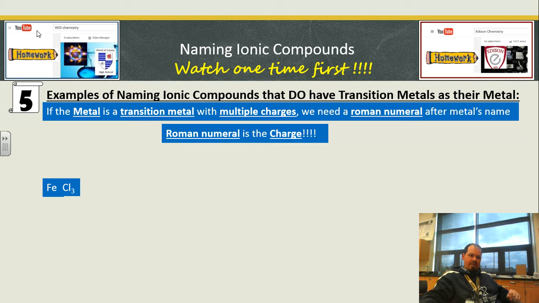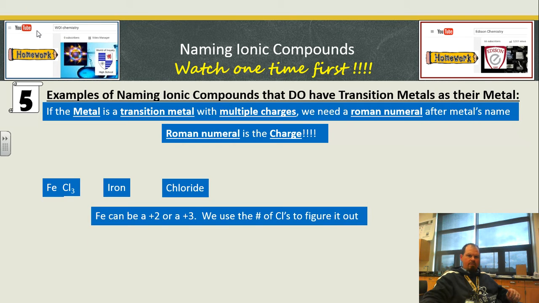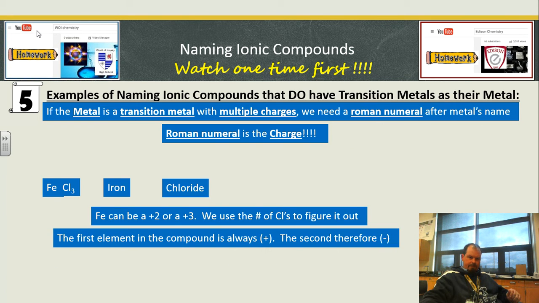So if I have FeCl3, well, Fe is obviously iron. Cl is chlorine, which becomes chloride. Good. Now I have to figure out, is it iron 2 or iron 3? So we use the number of chlorines to figure this out. There are 3 chlorines.